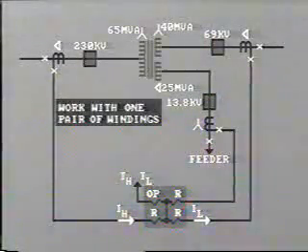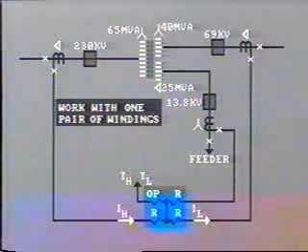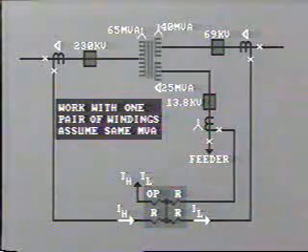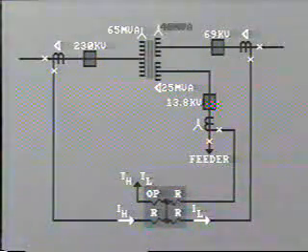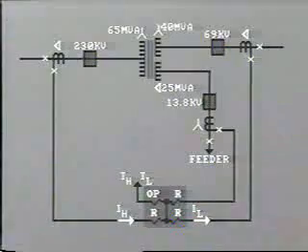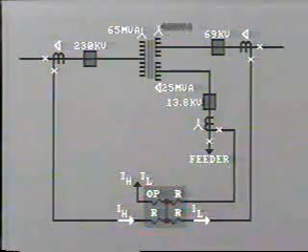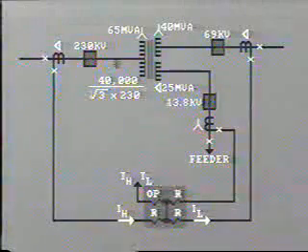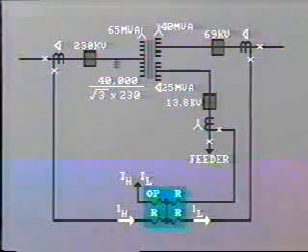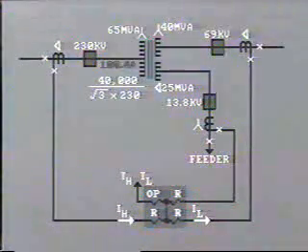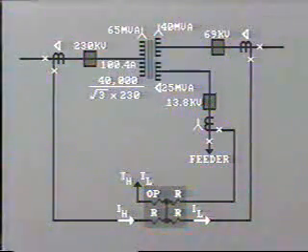The essential feature is to work with one pair of windings at a time and assume the same MVA for both windings. For example, let's consider 40 MVA passing from the primary to the secondary. The line current in the primary will be 40,000 divided by root 3 times 230, which equals 100.4 amps.